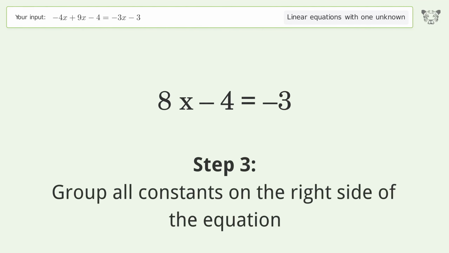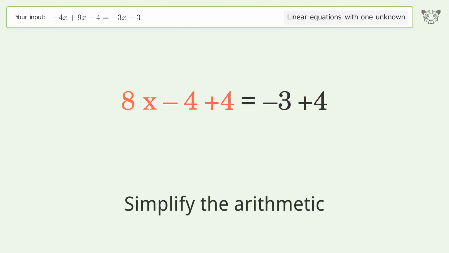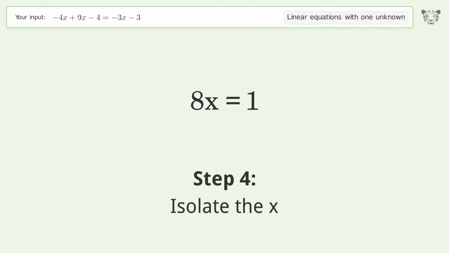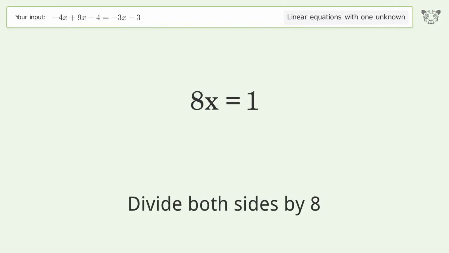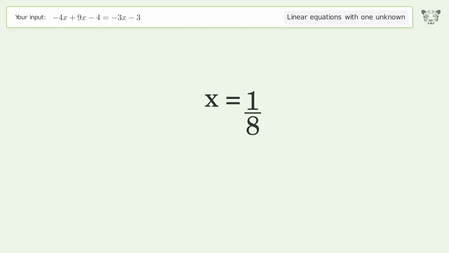Group all constants on the right side of the equation. Add 4 to both sides. Simplify the arithmetic. Isolate the x. Divide both sides by 8. Simplify the fraction. And so the final result is x equals 1 over 8.